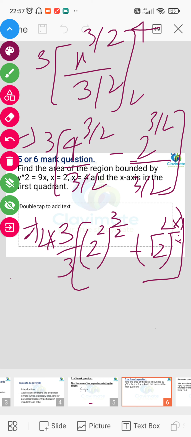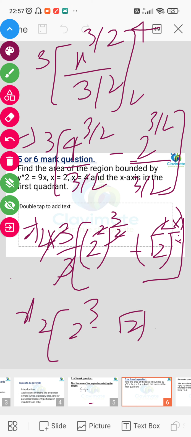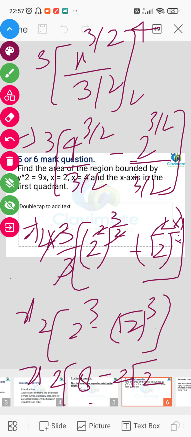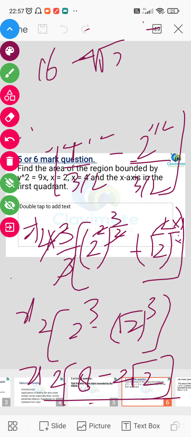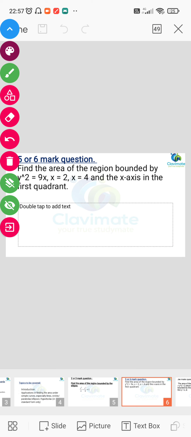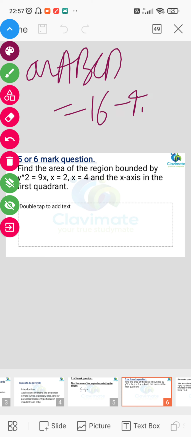Okay, so the 3 is cancelled by 3, and the 2 into this will cancel out. 2 power 3 minus root 2 power 3, right? So it becomes 2 into 8 minus 2 root 2, right? So this is our final answer. Let us multiply 2. So what I'll get? I'll get 16 minus 4 root 2. So this is our final area. So the area of ABCD is 16 minus 4 root 2 square units. Okay.